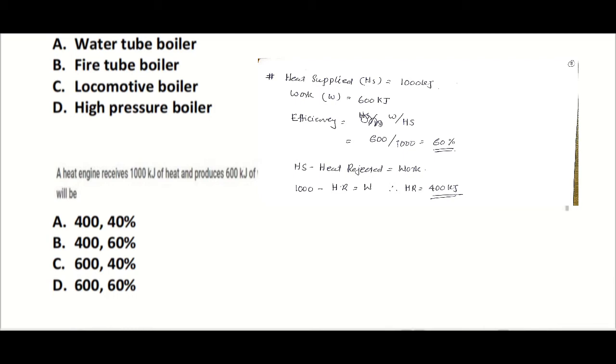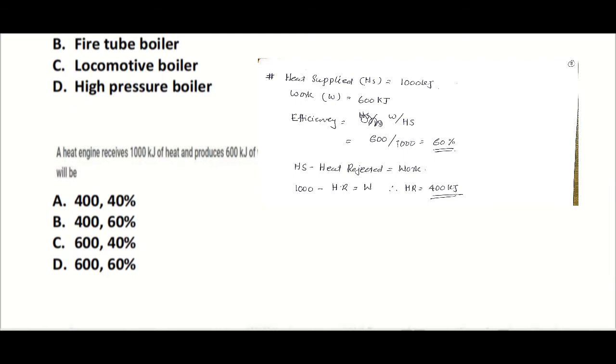Heat rejected will be equal to heat supplied minus the work produced, that will be 1000 minus 600, which equals 400 kJ. Option B is the right answer.